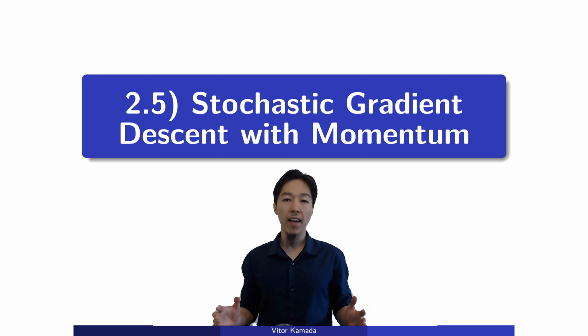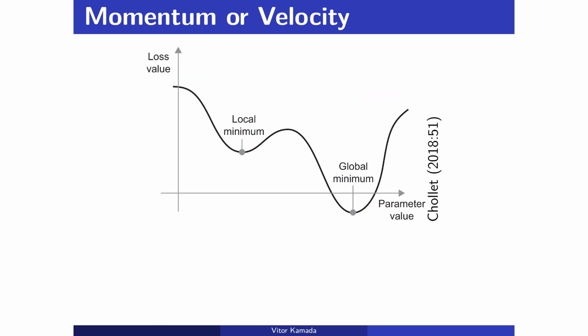What is stochastic gradient descent with momentum? See the graphic below. We have the local minimum and the global minimum. In the optimization problem, you might get stuck in the wrong place, like the local minimum, instead of the global minimum. One way to increase the probability of getting the global minimum is to use gradient descent with momentum, or velocity.